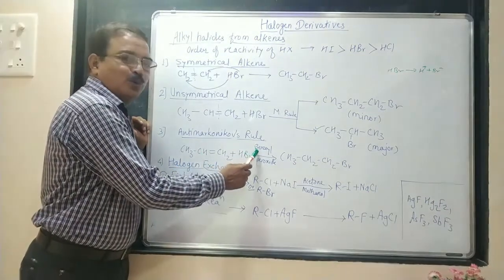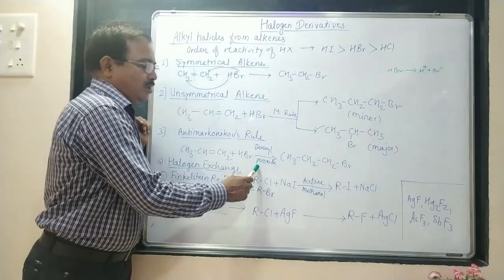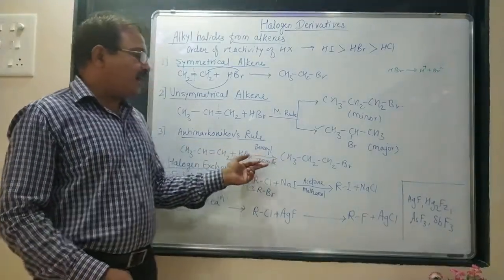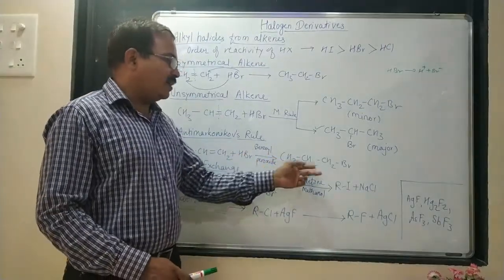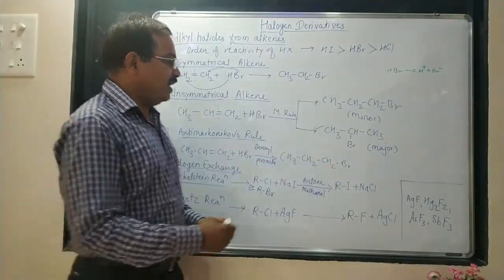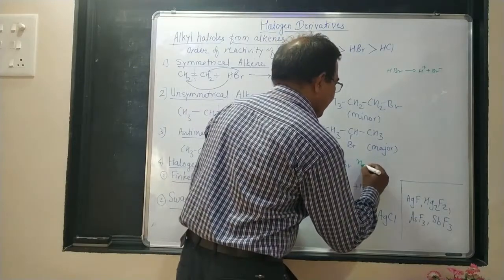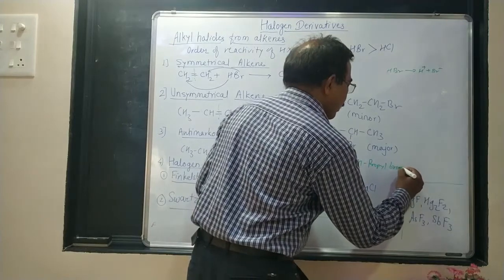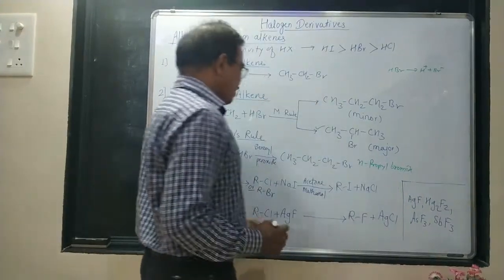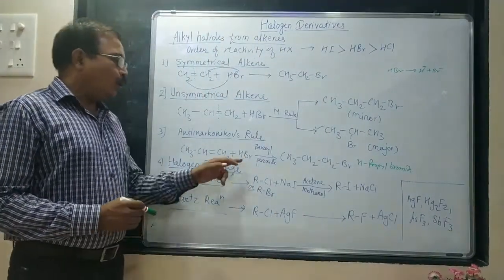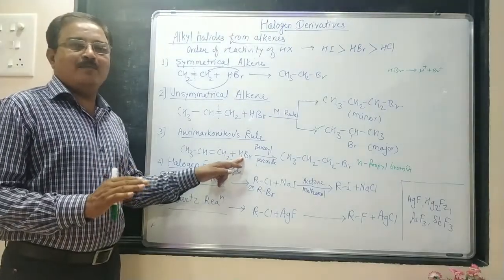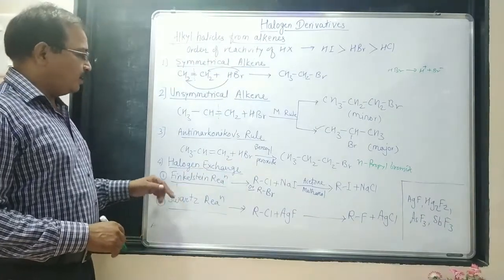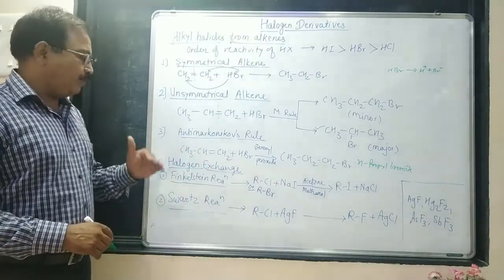This happens due to the presence of benzoyl peroxide. Therefore, this reaction is also called the peroxide effect or Kharasch effect. Here, which compound is obtained? N-propyl bromide. In the case of anti-Markovnikov's rule, only HBr follows anti-Markovnikov's rule. HCl and HI do not follow anti-Markovnikov's rule. So you have to keep that in mind.